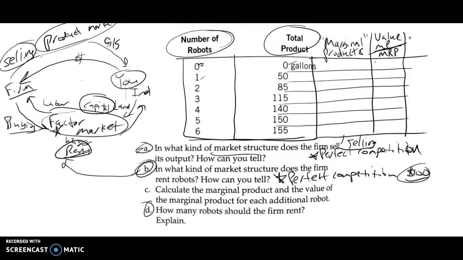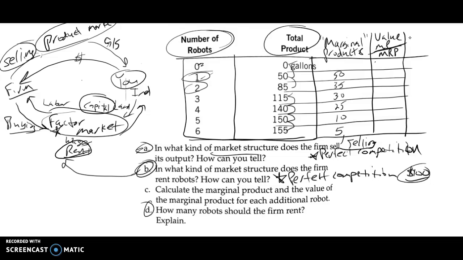But if I hire the first one, the question is how much does that first one change my output? Well, from 0 to 50 is 50. How much does the second one change my output? Well, from 50 to 85 is 35. Next one would be 30. Next one would be 25. Next one would be 10. And the last one would be 5. So we're looking at how much each one of these changes output when we hire one more robot.